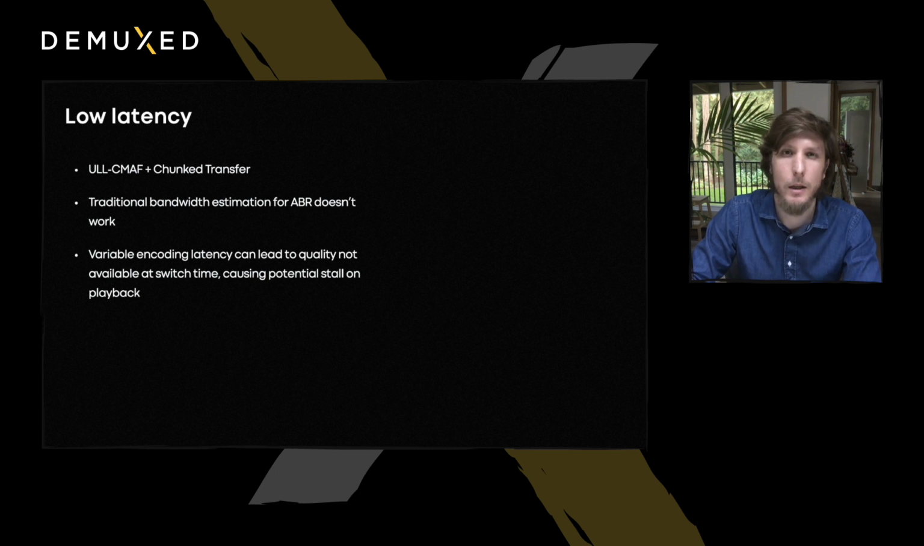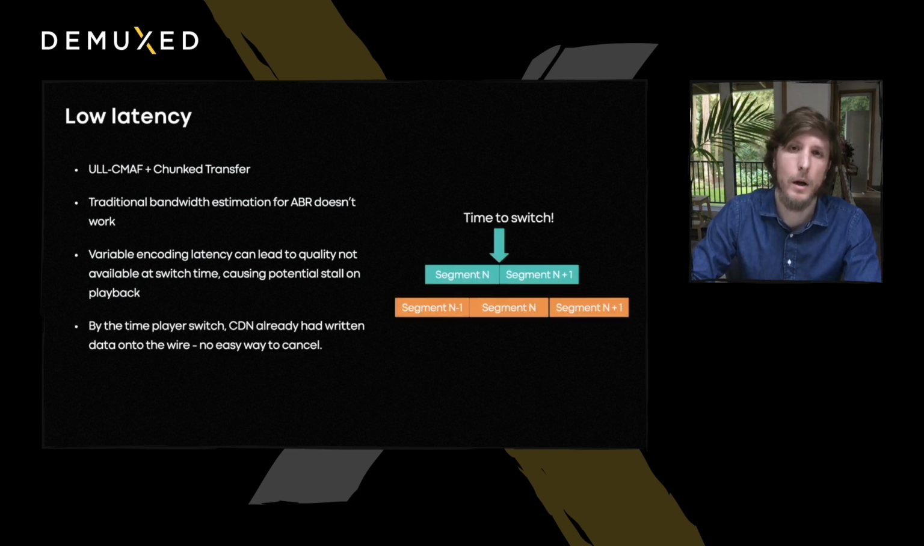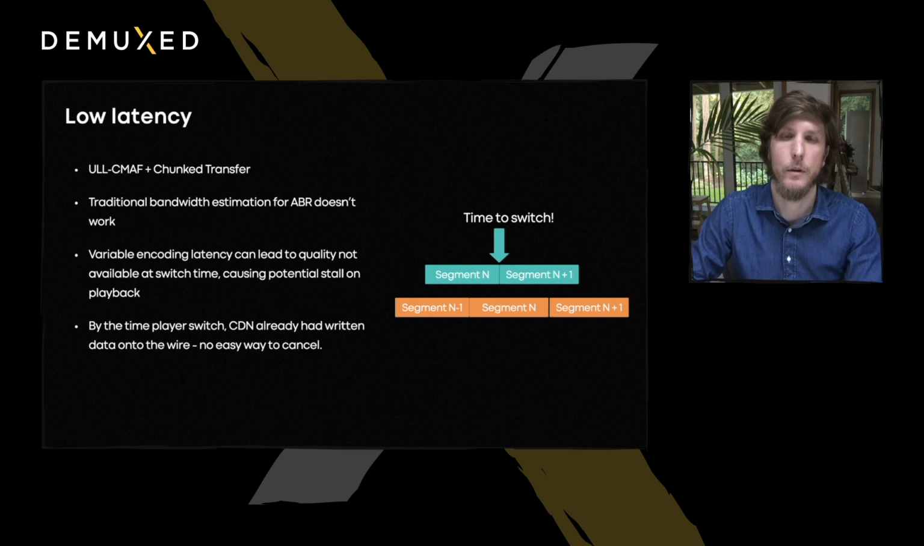Sometimes it may take a little bit longer than real time to encode a chunk. That means it's possible that by the time the player needs to switch quality, the chunk is not available. I've talked about the problem that the player can only switch at segment boundaries. For low latency, that can lead to a stall.